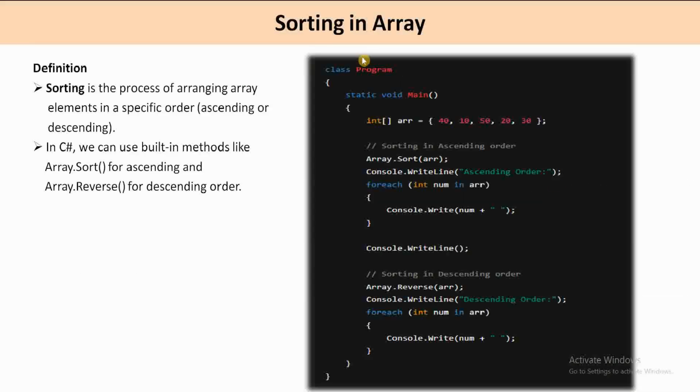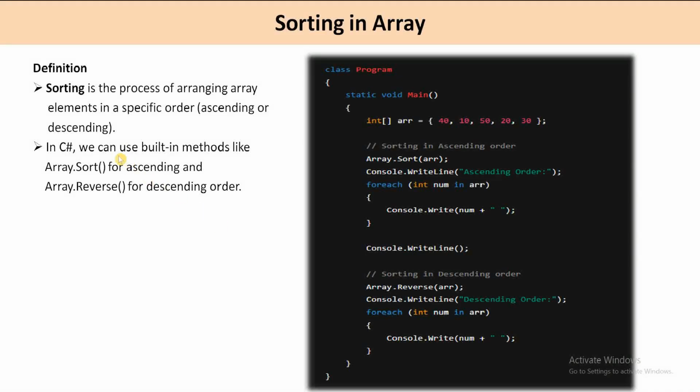Next we have sorting in an array. So what is sorting? Sorting is the process of arranging array elements in a specific order, ascending or descending. If we want to arrange all array elements into a sequence, in ascending order or in descending order. Ascending means small to big values, it will increase one by one from small to big values, and descending means it will set all the values from big values to small values. So this is sorting.